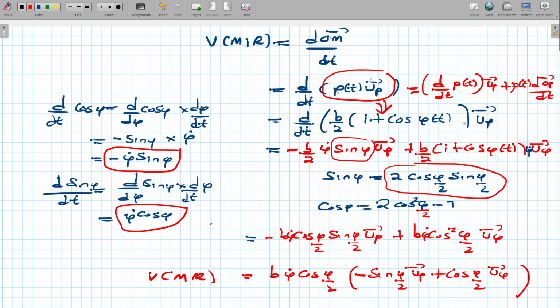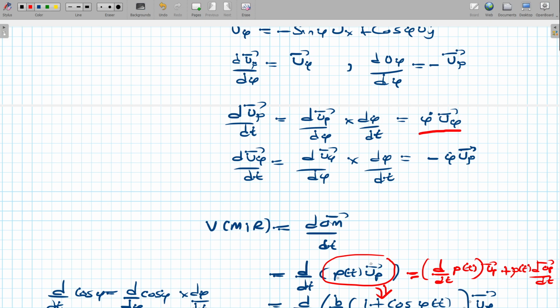Same thing when differentiating u rho with respect to time, you won't do it directly. First of all, we say the derivative of u rho with respect to time is equal to the derivative of u rho with respect to phi multiplied by the derivative of phi with respect to time.